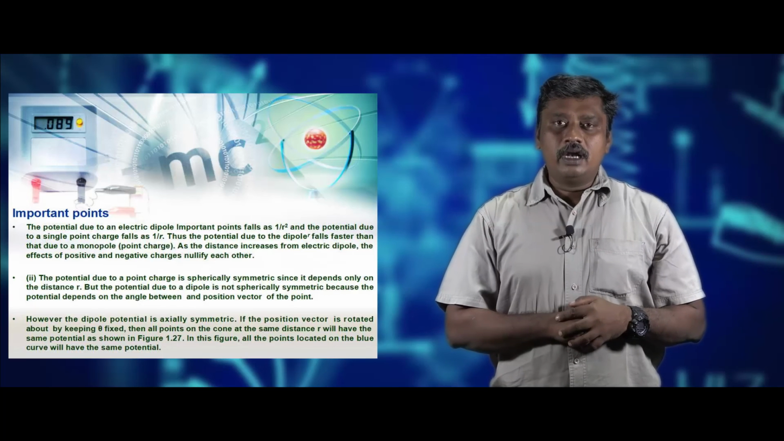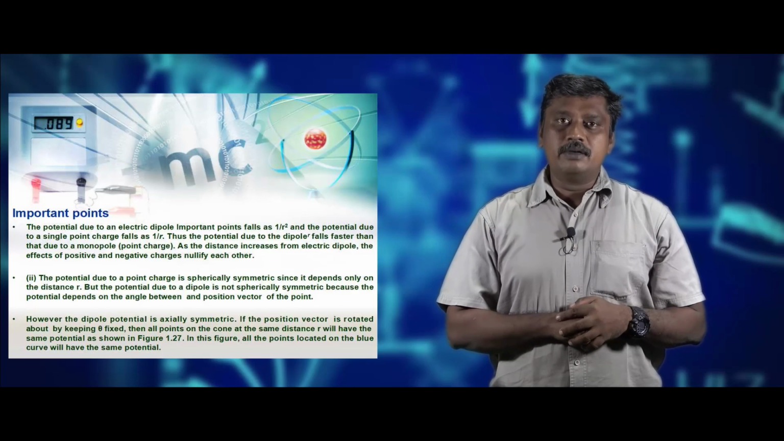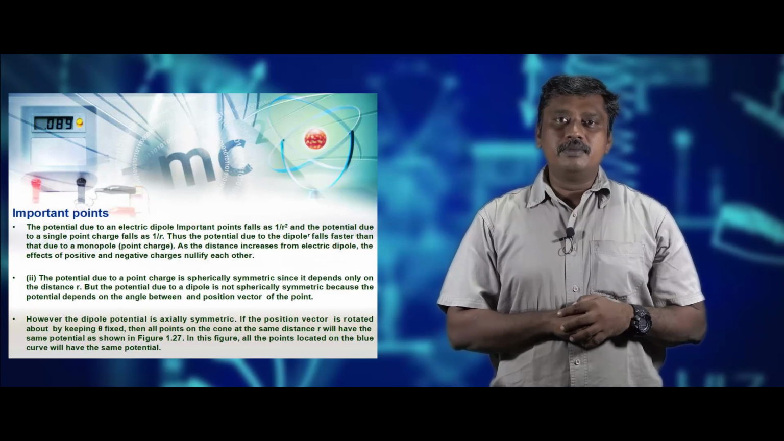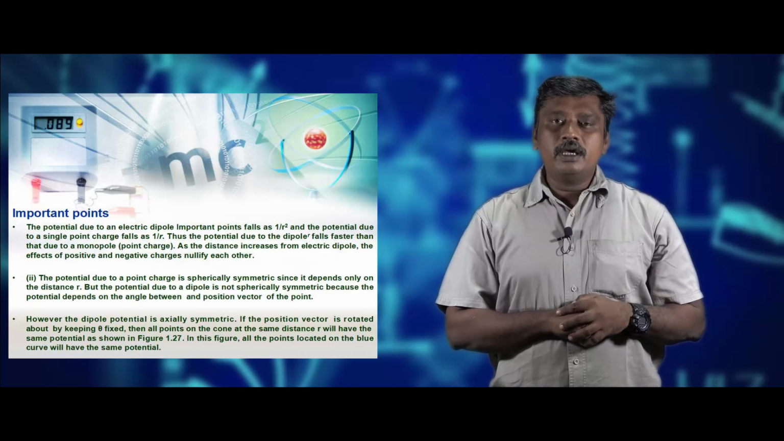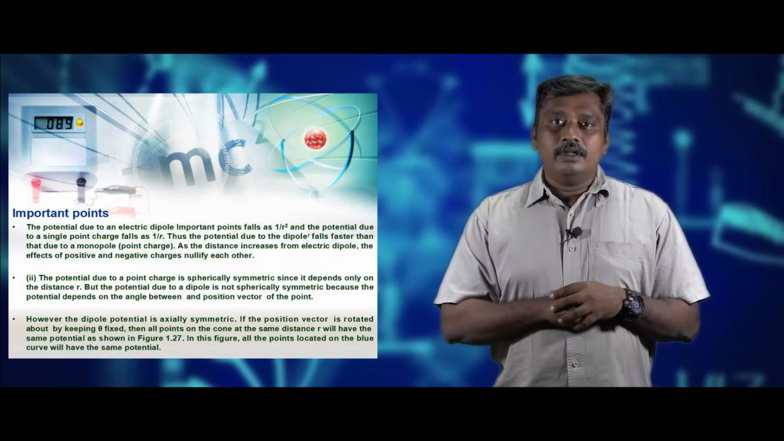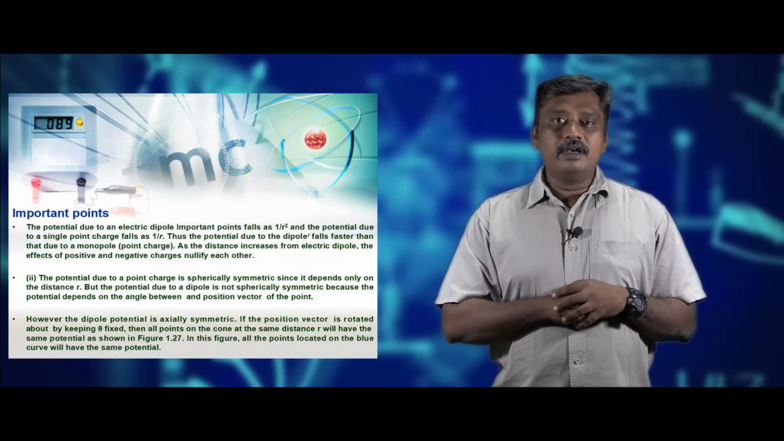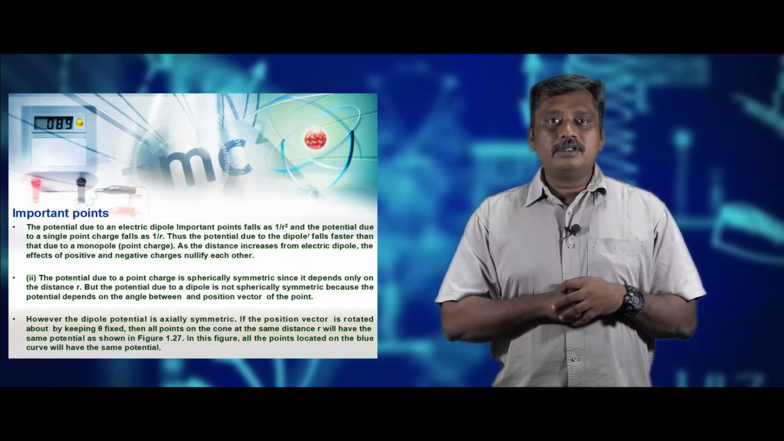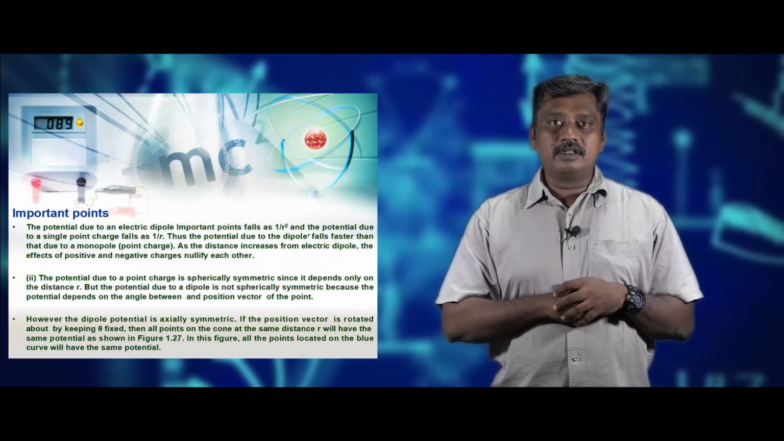The second point is the electric potential due to a point charge is spherically symmetric. That is, it depends upon the distance of the point from the point charge. And the electric potential due to the entire dipole is not radially symmetric, and it depends upon the angle between the line joining the midpoint of the dipole and the point. Point number 3, the dipole potential is axially symmetric when compared to the electric potential due to the point charge. If you consider the radius vector is rotated with theta fixed, the points on the cone will be at the same potential. That's why the electric potential due to the entire dipole is axially symmetric.